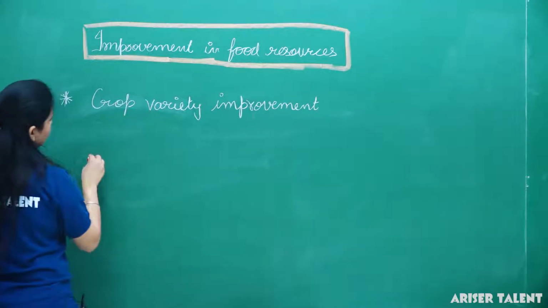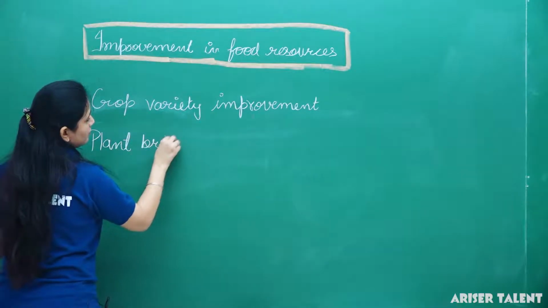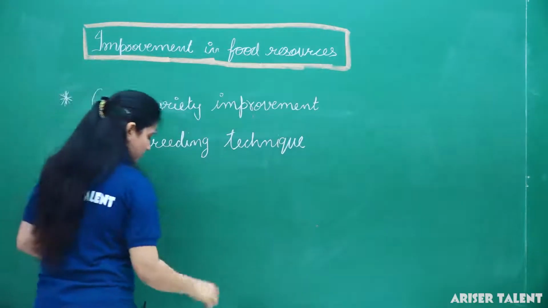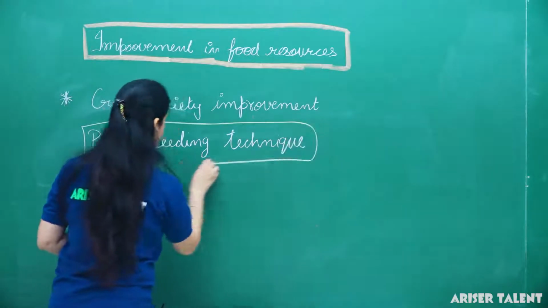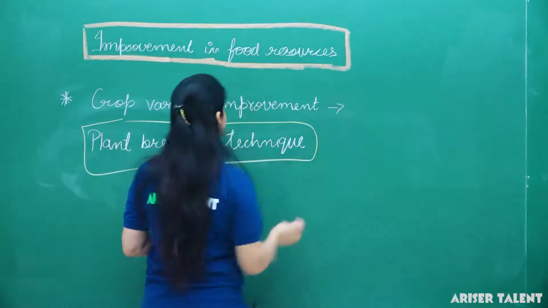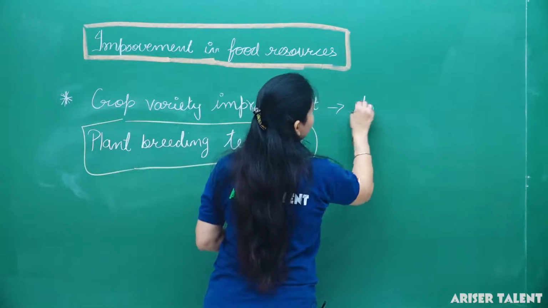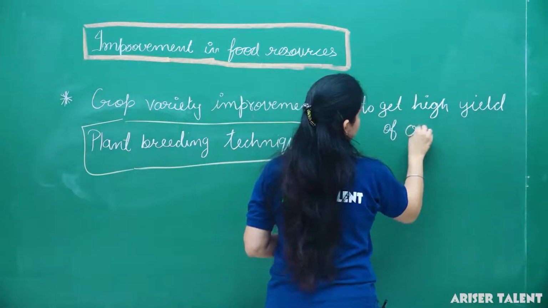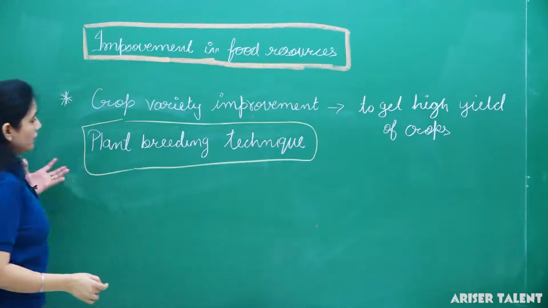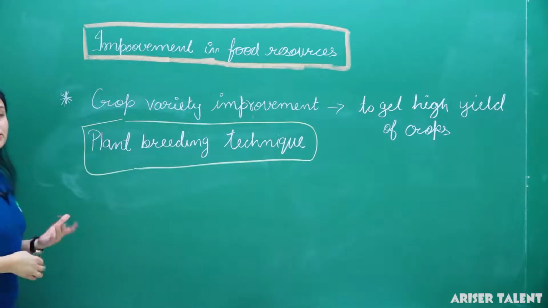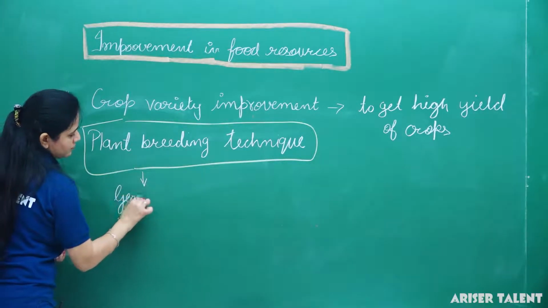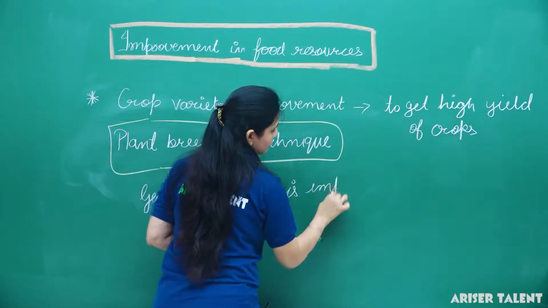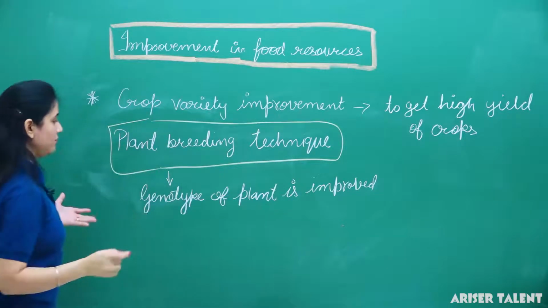Okay, and generally this is done by the plant breeding technique. Crop variety improvement is generally done by plant breeding technique, and this technique generally follows 4 methods. Why do we need it? To get high yield of the crops. Okay. Now what is the technique? Plant breeding technique in which the genotype of the plant is improved. Generally this is done by 4 methods.